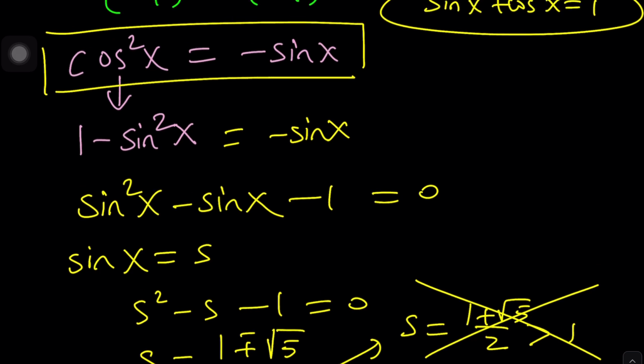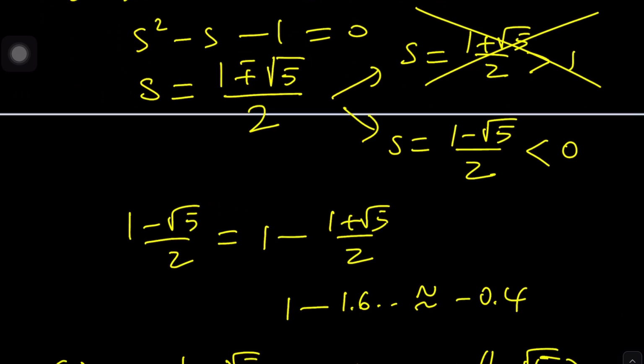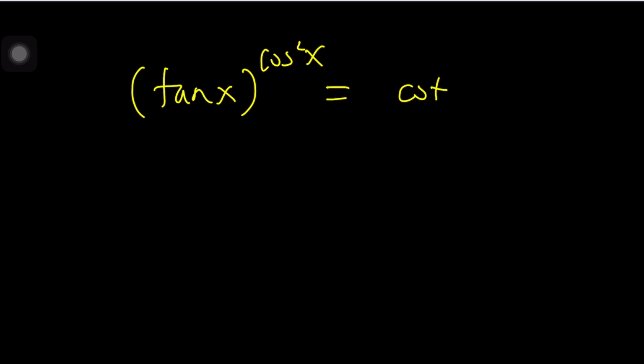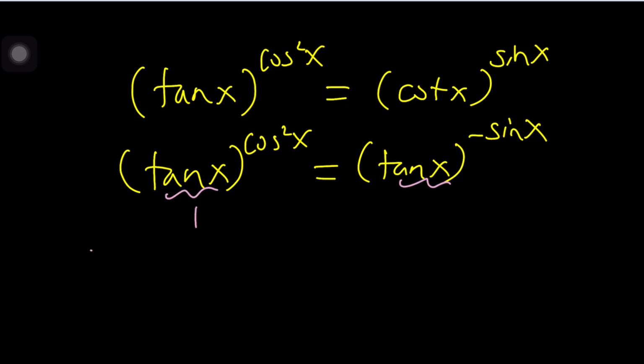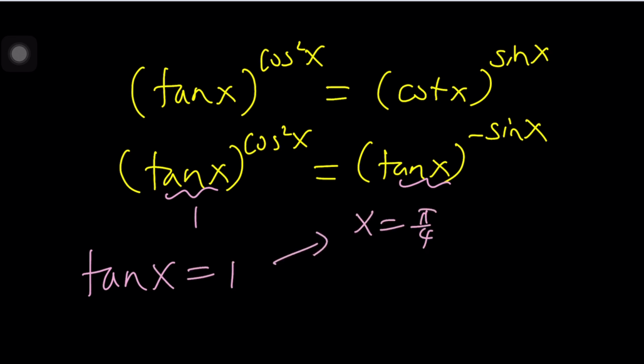Now let's go and look at the other cases. For example, can we have a 1 at the base? Is that possible? Let's take a look. If this is true, then we went into this, and I think we got negative sine x from here, right? So now we said that the exponents don't have to be equal to each other. We could also have that the bases are both 1. And it's quite possible if tangent x is equal to 1, then from here x can be pi over 4 or 5 pi over 4.